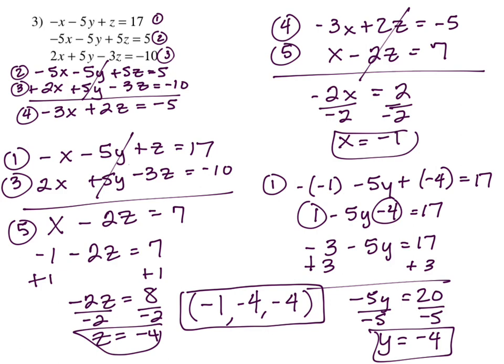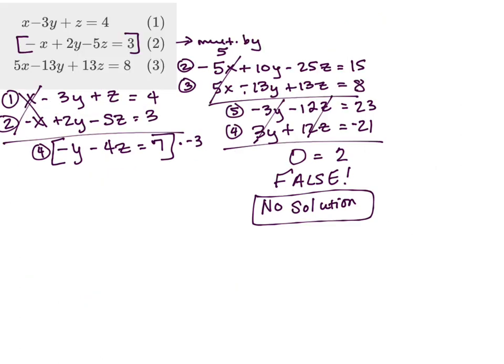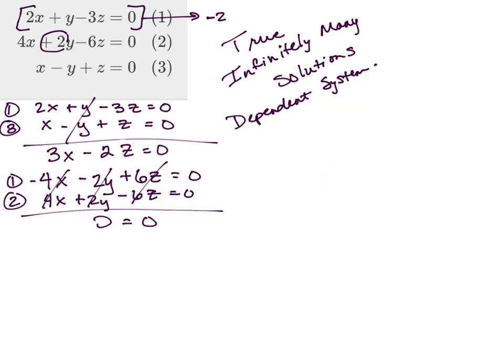Okay, so you're going to have different scenarios. One scenario is you get an ordered triple for an answer. Okay, that would be like number 3 and number 1 that we worked together. You get an ordered triple. That happens. You could also get a false. All your variables cancel, and then what you're left with is not true. So there's no solution. Or the third case, everything cancels and it's true, so you have infinitely many solutions. Okay? Does that give you enough information to do your homework? Okay, carry on.